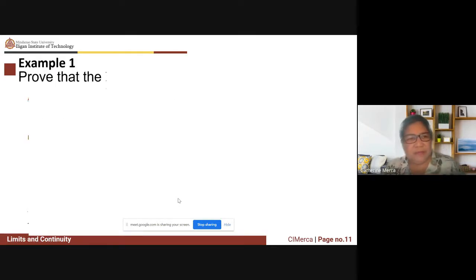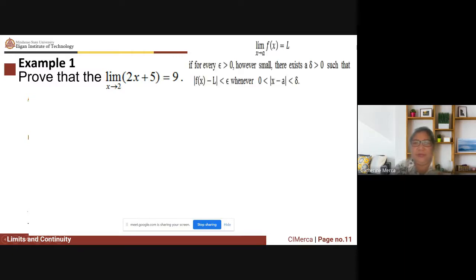Let's take the first example here. Prove that the limit of 2x plus 5 is equal to 9 as x approaches 2. So, we go back to the definition of the limit. That is, the limit of f of x is equal to L as x approaches a if for every epsilon greater than 0, however small, there exists a delta greater than 0 such that absolute value of f of x minus L is less than epsilon whenever 0 is less than absolute value of x minus a less than delta. So to prove this, you make use of this definition.